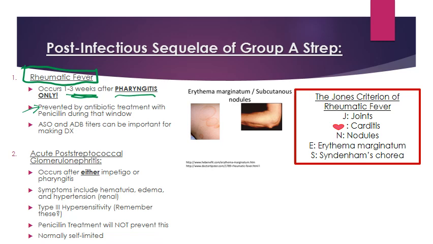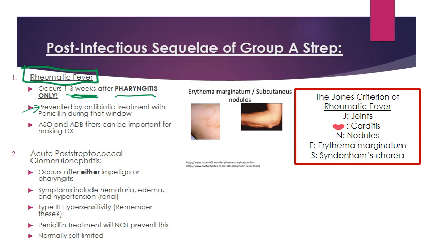Because if they are within that 1 to 3 week window, even if they start to feel better, you can still treat them with penicillin and you can avoid rheumatic fever. And you'll see this occasionally in kids where parents will bring their kid in for a visit and they'll say, oh, little Johnny's been doing fine. He did have a sore throat about a week ago, but he cleared it.